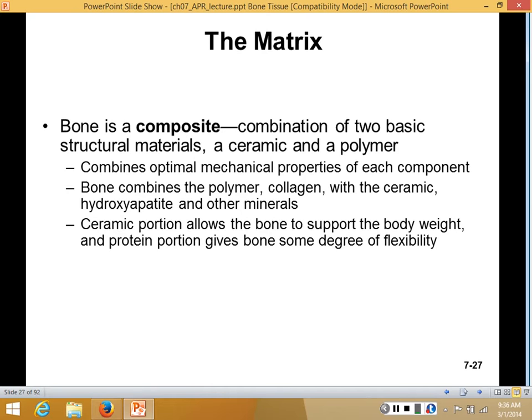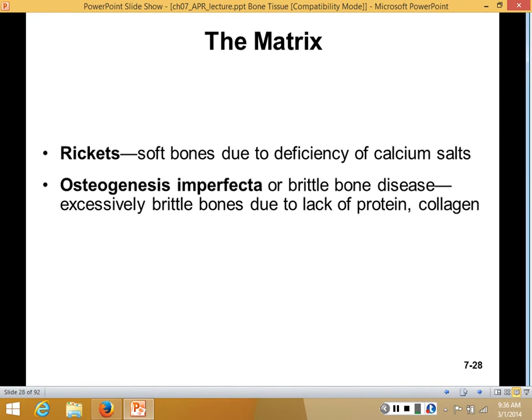And it's going to become more bendable. Your book talks about rickets, okay, as the example. Rickets, which is on your next test. Soft bones due to deficiency of what? Calcium salts. What are your calcium salts? Hydroxyapatite. Rickets. Let's look at that.